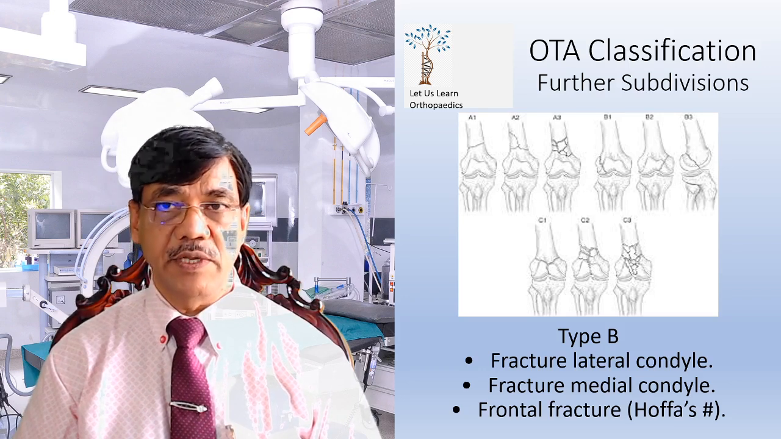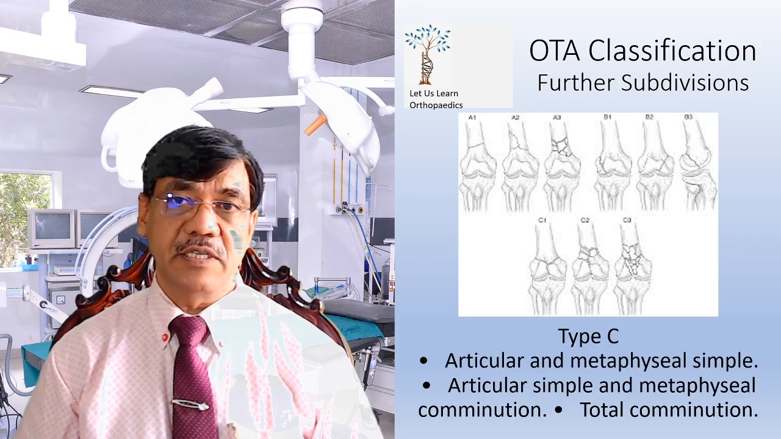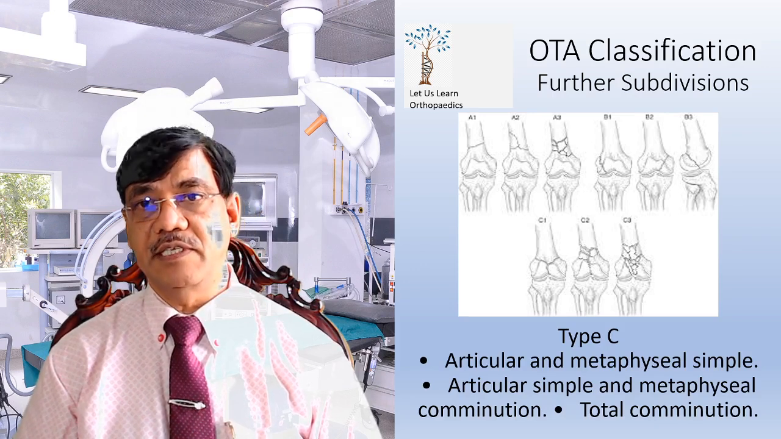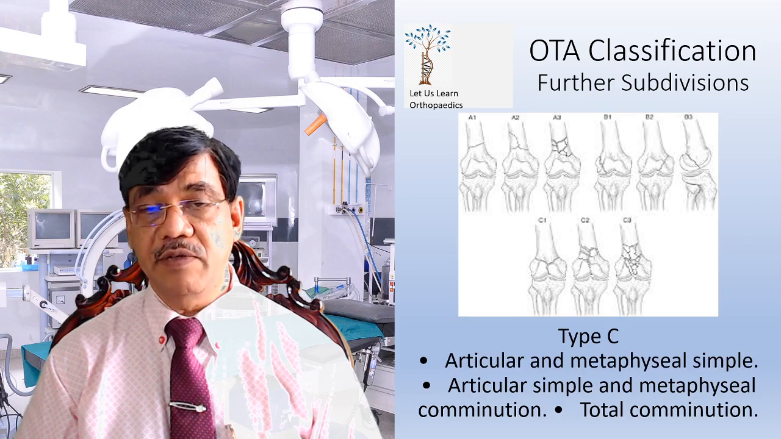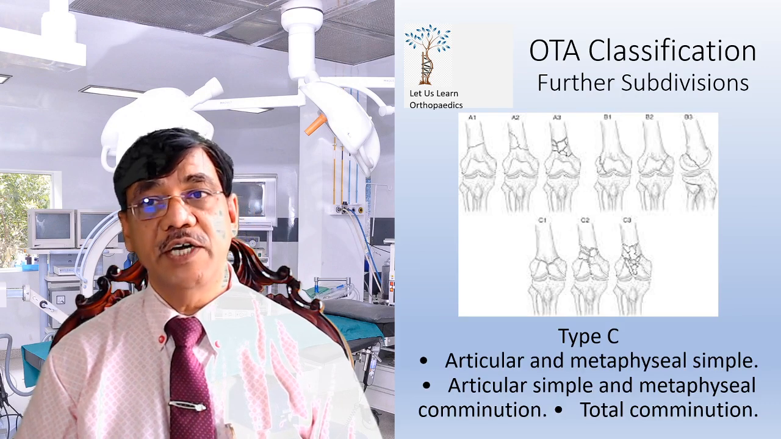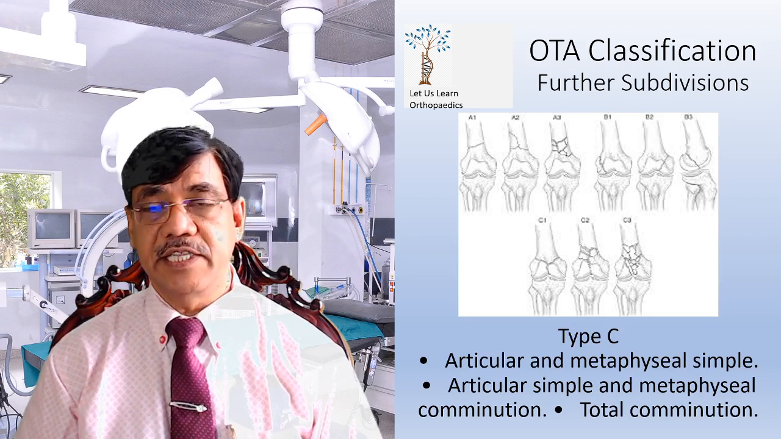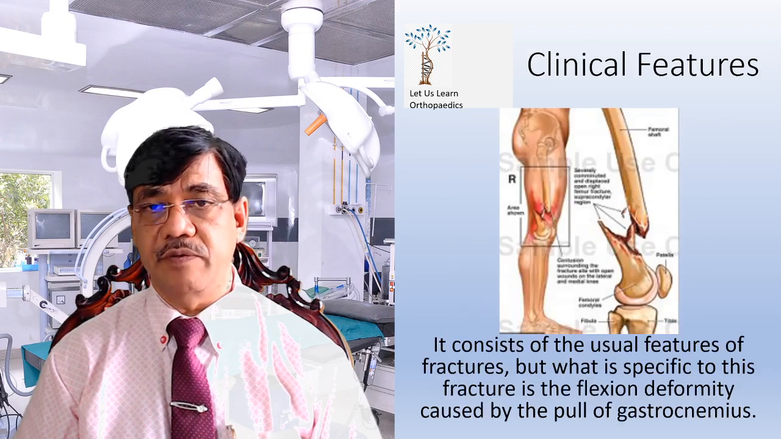You can see the B3 in this particular diagram. And then type C, the articular and the metaphyseal simple. Look at this C1, and C2 is the articular simple and metaphyseal comminution, and C3 total comminution.